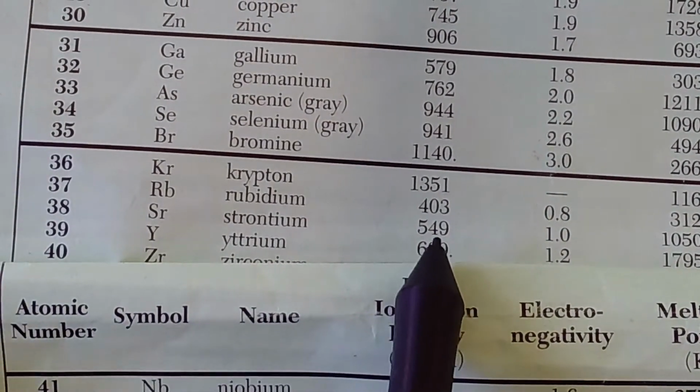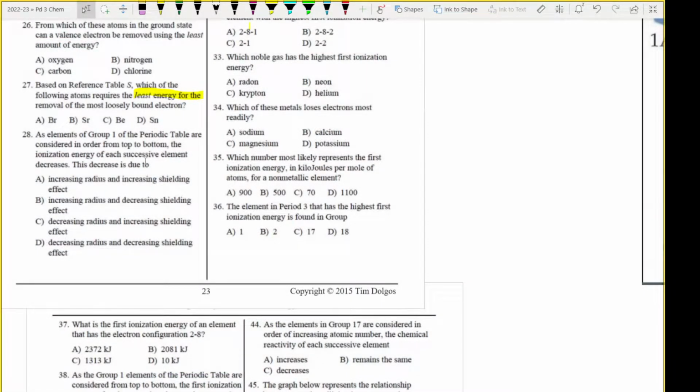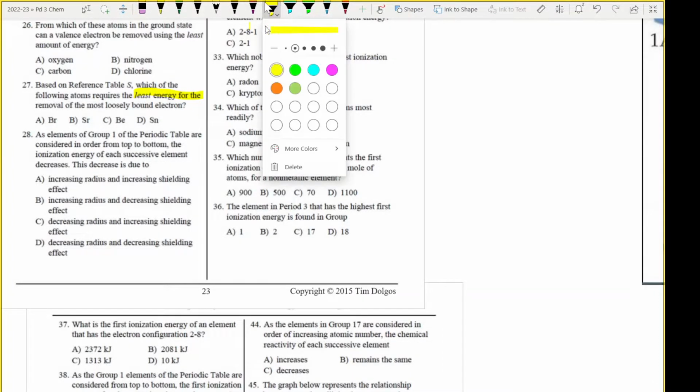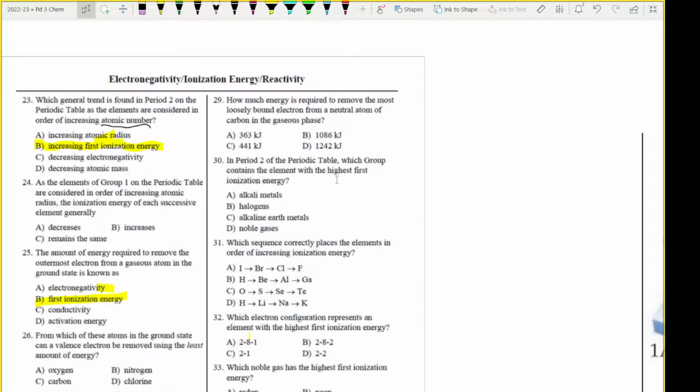We want the one with the least, so we could go through all four of those. And if you did, you'd see that it would be strontium with a 538. I'm just having trouble with the highlighter. Here we go. Strontium has the lowest at 538. All right, let's move on to number 29.